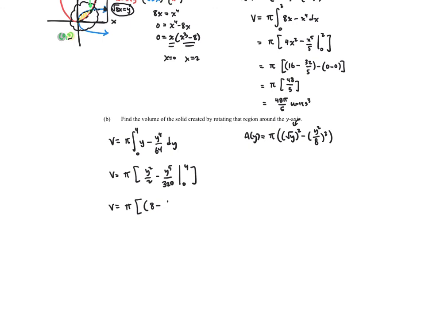No, 1024. So 1024 over 320, minus 0 minus 0. I may have cheated and looked at my calculator, but what we end up getting here is pi times 8 minus 3.2. And thus, this volume of revolution comes out to be 4.8 pi units cubed. All right, outstanding. Let's look at one more example here.